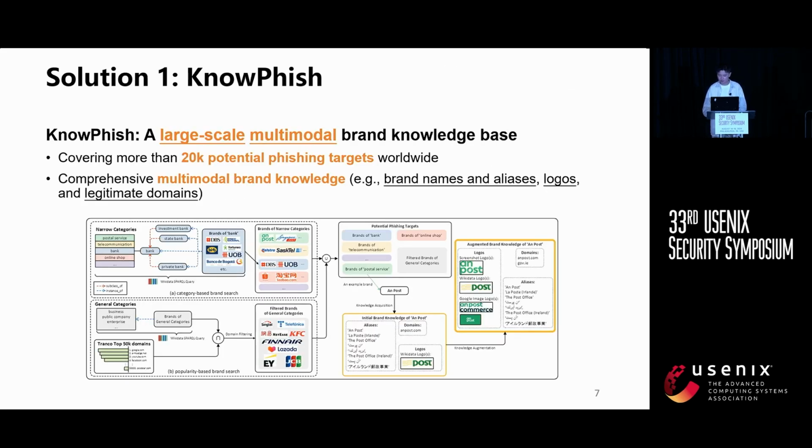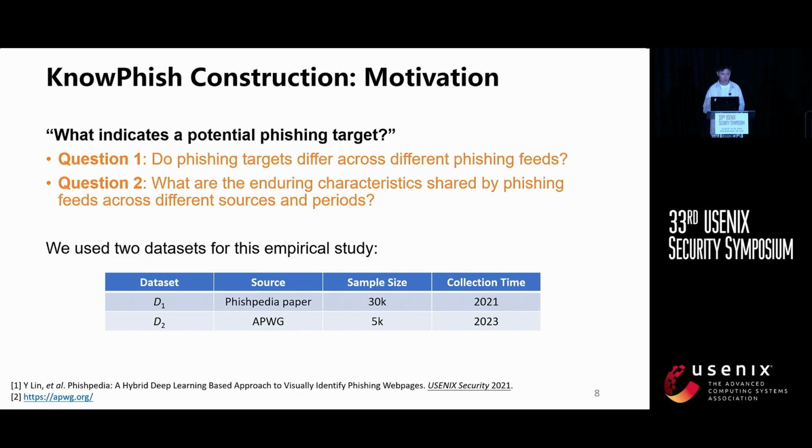Our solution to the first challenge is to construct a large-scale brand knowledge base. It covers more than 20,000 potential phishing targets, and it also provides rich multimodal brand knowledge, such as logos, domains, and aliases. However, constructing a large-scale brand knowledge base is a non-trivial task. There are millions of brands in the world. Collecting all of them is time-consuming and unrealistic.